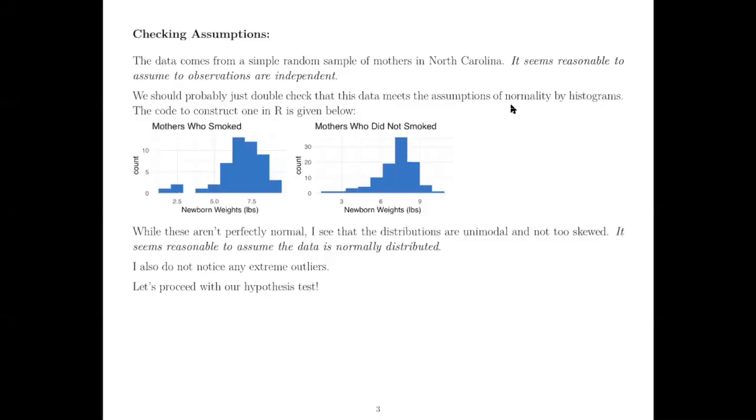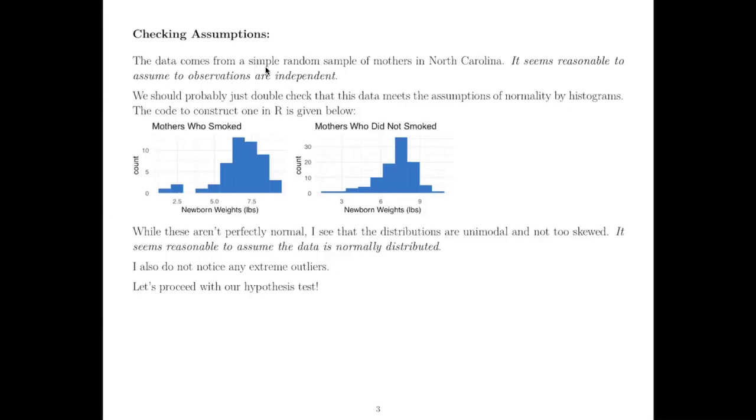Before we get going too far, especially because we have access to the full data set here, I want to talk a little bit about how we check assumptions to make sure that the data is appropriate to run these types of tests. One of the assumptions is that the observations need to be independent, right? They're not connected to each other in any way.